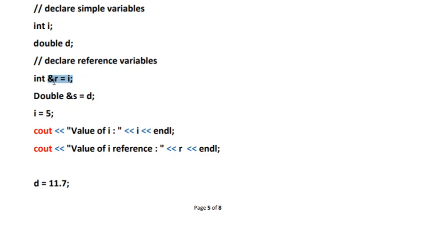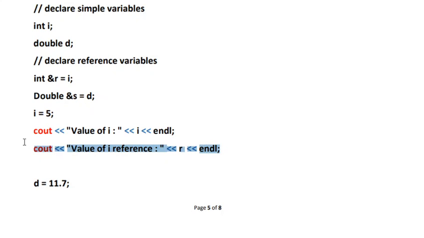So now just see, we have a reference variable r, which is initialized with i, and a reference variable s that is initialized with d. To i I have initialized 5, so the value of i is 5. Now I can use r alternatively to refer to the value of i, that is 5. Here I've used direct memory access, so cout of i will give me 5, but here I've used a reference to i, that is r, so it will also give me 5.